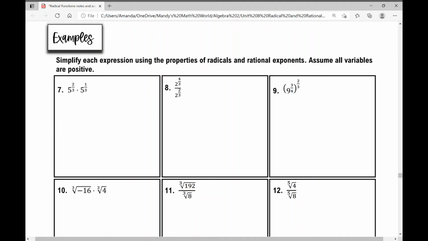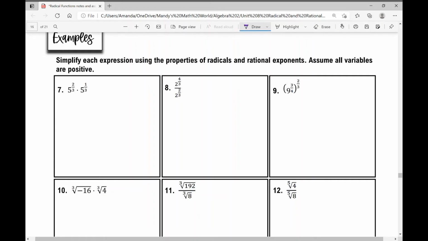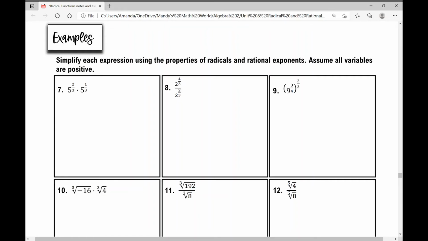So right here, we've got 5 to the power of 2/3 times 5 to the power of 1/3. We're going to apply our product rule, and we're going to add our exponents because we've got the same base and we're multiplying. So that's going to be 5 to the power of 2/3 plus 1/3, which, if I rewrite that as 5 to the power of 3/3, is 5 to the power of 1, which is just 5.